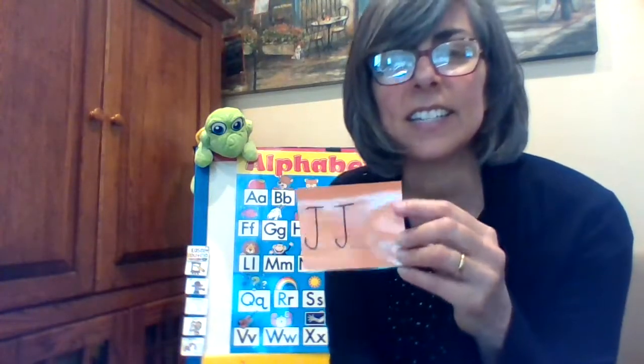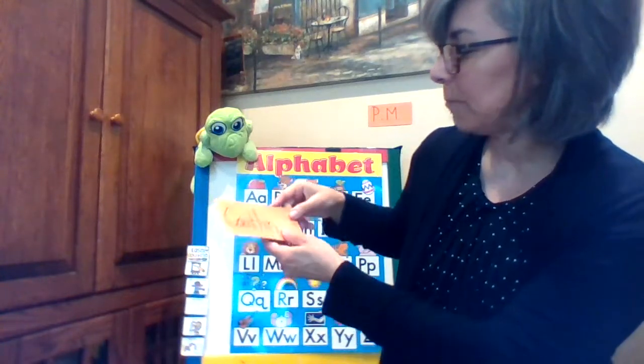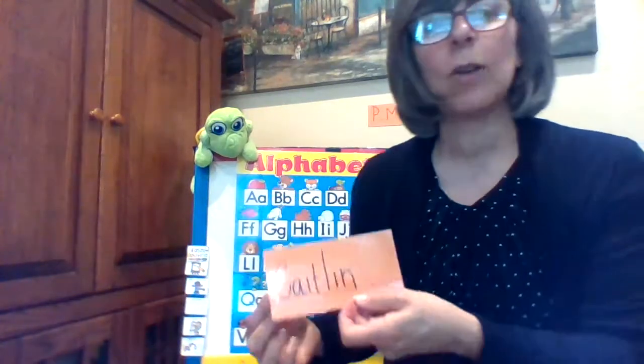This is the easiest. Same letter 2 times. JJ. 1, 2. Thanks for making that easy for us, JJ. Here's C. Caitlin. C-A-I-T-L-I-N. Hi, Caitlin. 1, 2, 3, 4, 5, 6, 7. Yep, that's 7 letters. Can we do that one more time, Caitlin? 1, 2, 3, 4, 5, 6, 7.